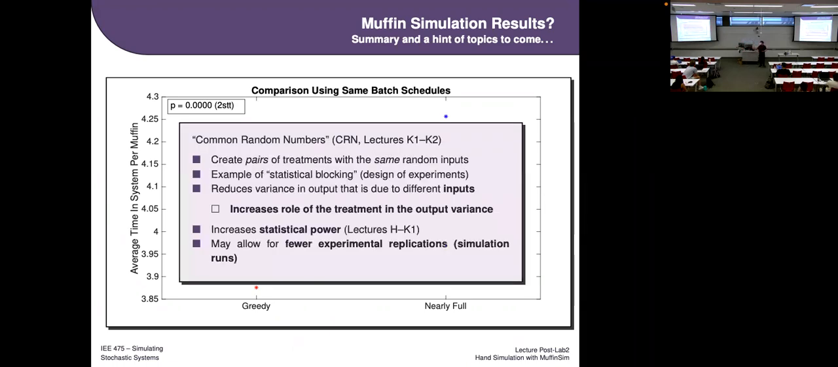So what do I do? And so, by the way, this idea that I gave here, this is called common random numbers.